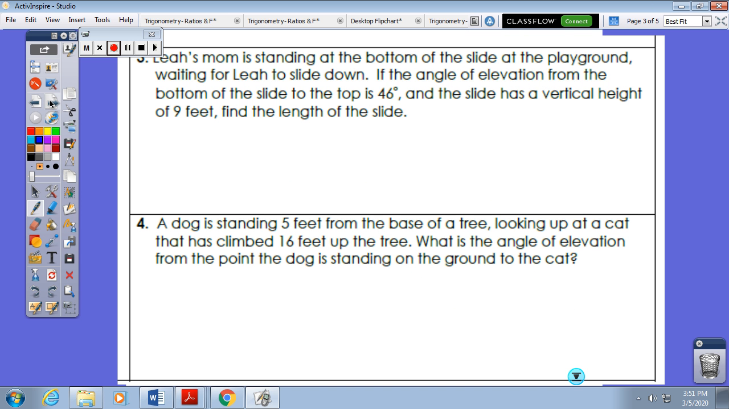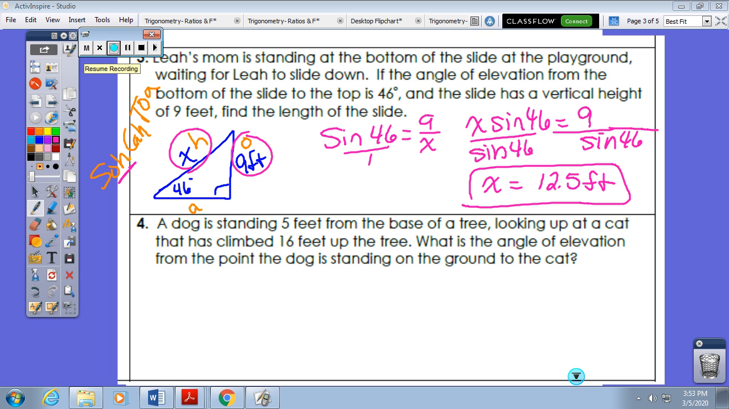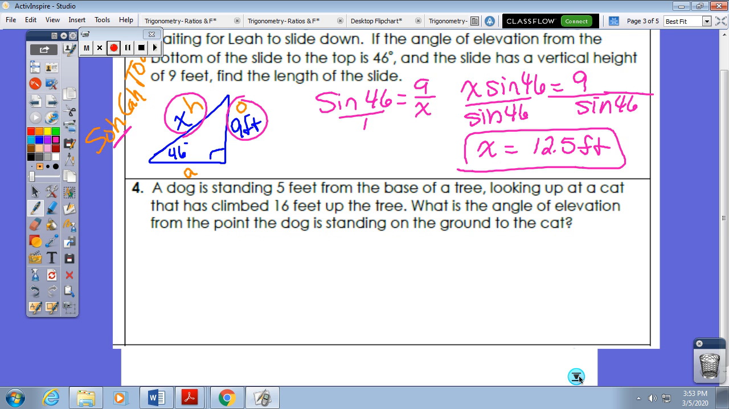All right, let's do a couple more. Go ahead and try number 3, pause it, try number 3, and then you can play. Okay, so Leah and her mom with the slide, you were looking for the length of the slide. The angle of elevation from the bottom of the slide and the ground was 46, so you ended up with 12.5 feet.